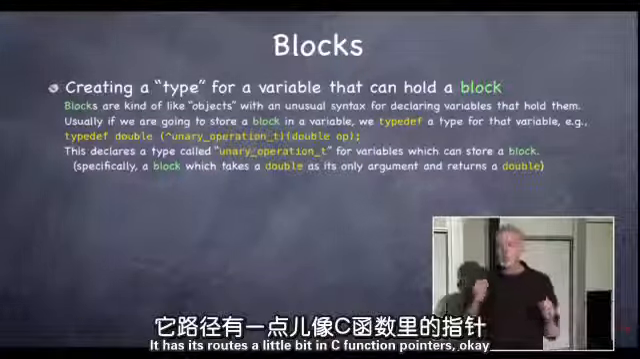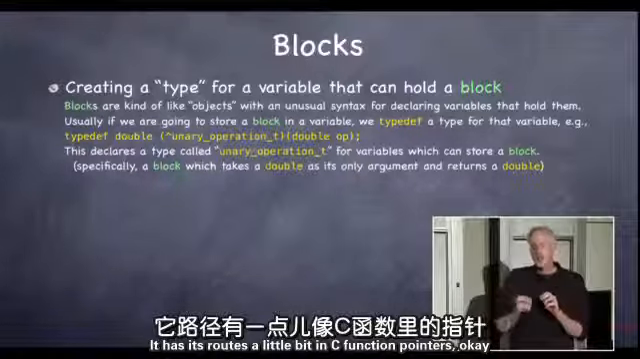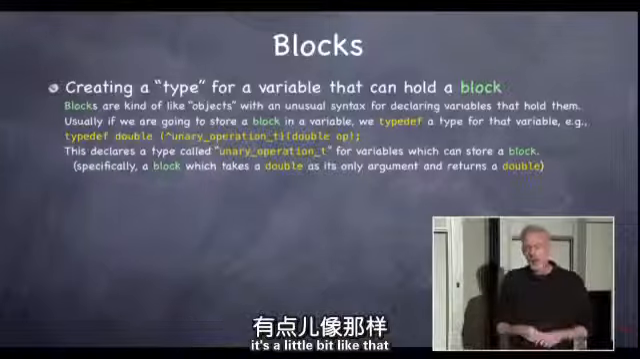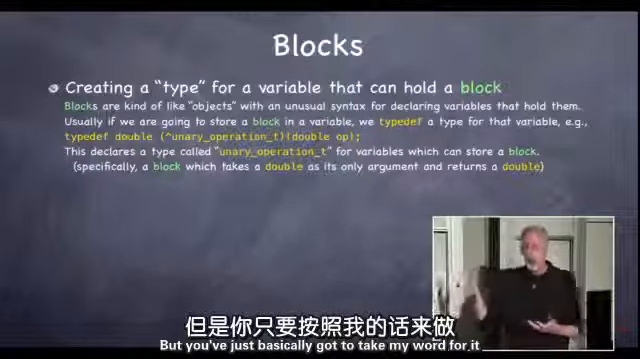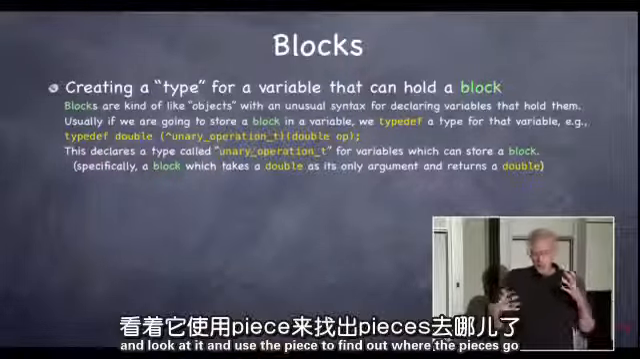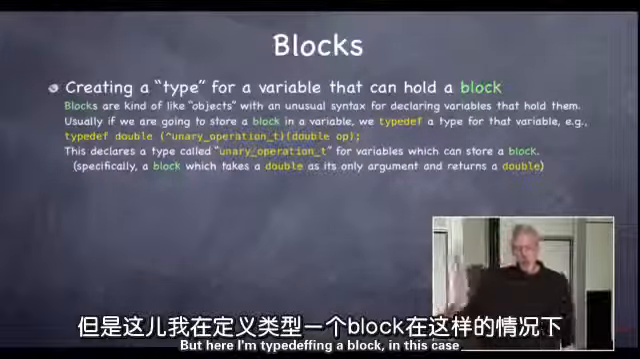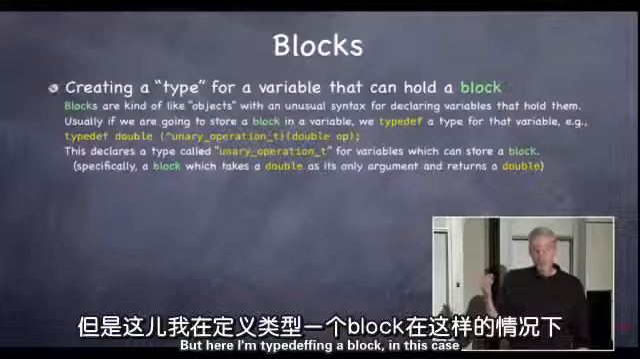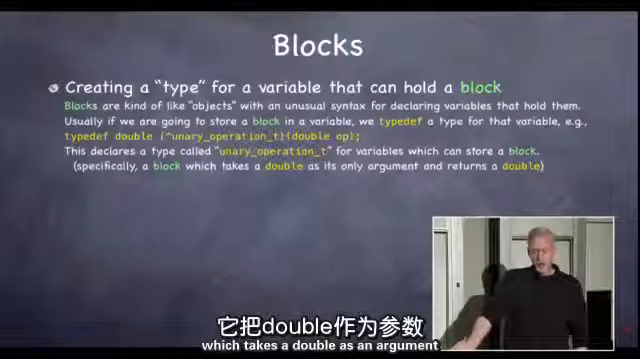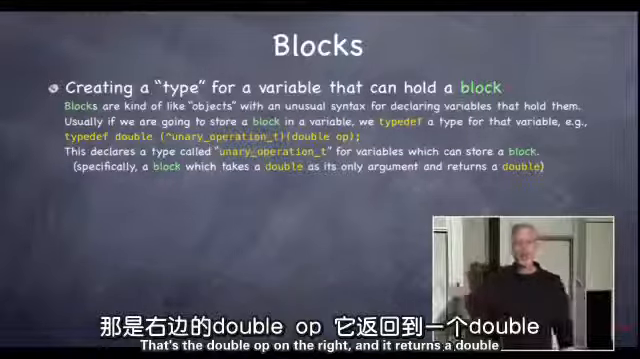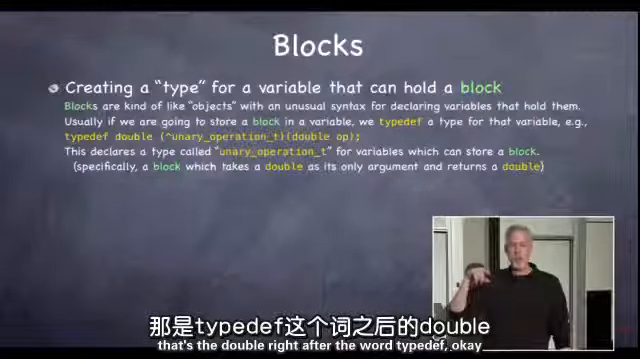It has its roots a little bit in C function pointers. Okay? It's a little bit like that. But you just basically got to take my word for it and look at it and use the piece, find out where the pieces go. But here I'm typedef-ing a block, in this case, which takes a double as an argument. That's the double op on the right. And it returns a double. That's the double right after the word typedef.